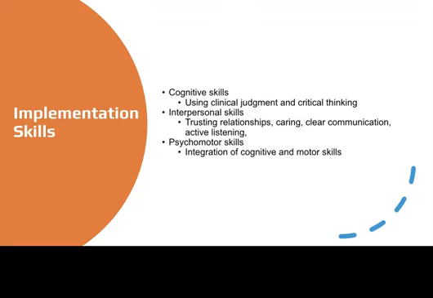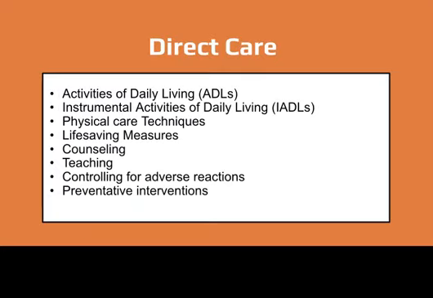Psychomotor skills require integration of cognitive and motor skills, both, right? For example, when giving an injection, you need to understand the anatomy and pharmacology, which is cognitive, and use good coordination and precision to administer the injection correctly, which is a motor skill. So with time and practice, you learn to perform skills correctly, smoothly, and confidently. All three of these are very, very important.